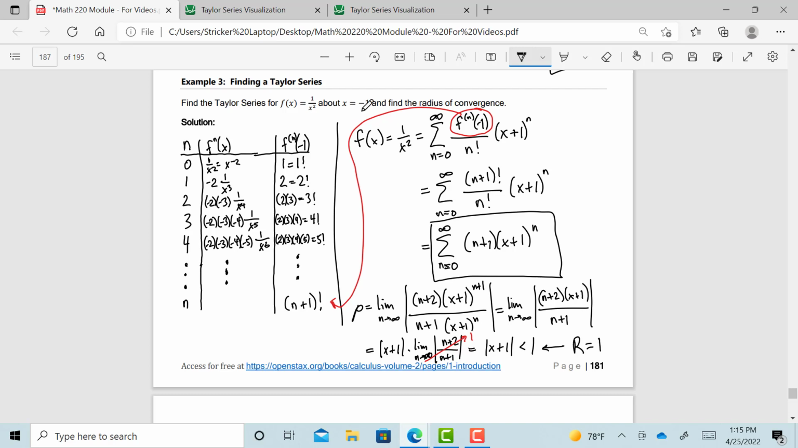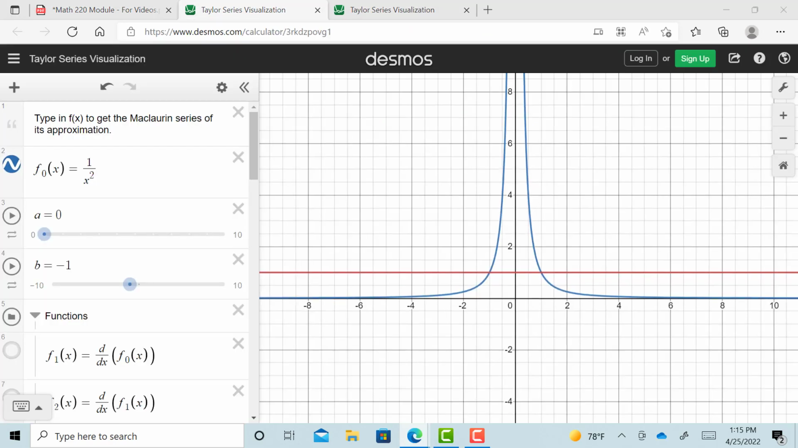So if our radius of convergence is 1, and our center is at -1, then that means that 1 unit to the right of -1 is 0, and 1 unit to the left of -1 is -2. So our interval of convergence is going to go from -2 to 0. Now let's visualize this. So if you look here at Desmos at x equals -2 and also x equals 0, you can see the blue curve that's increasing between -2 and 0.